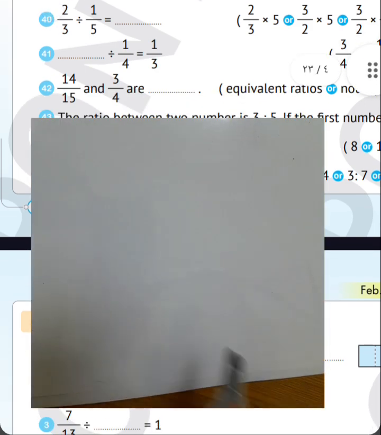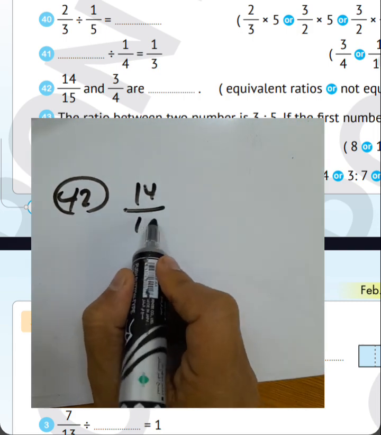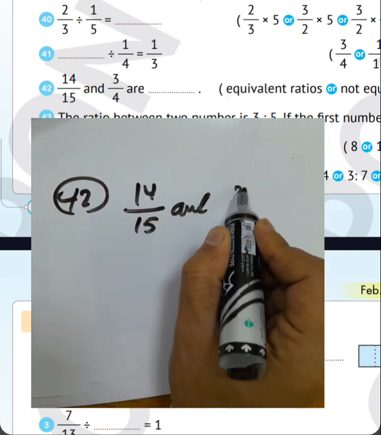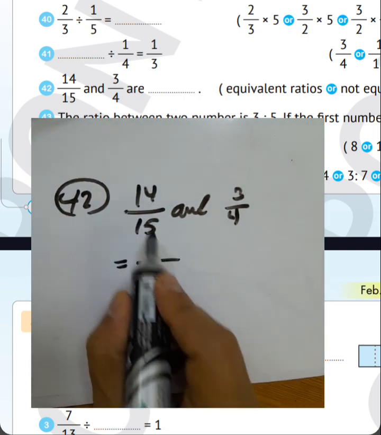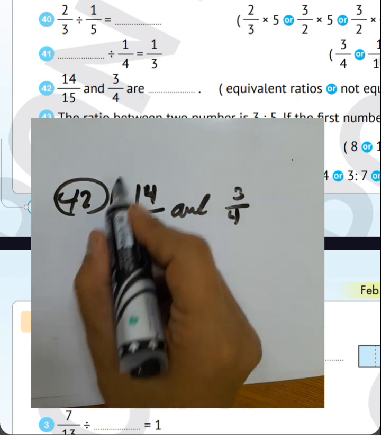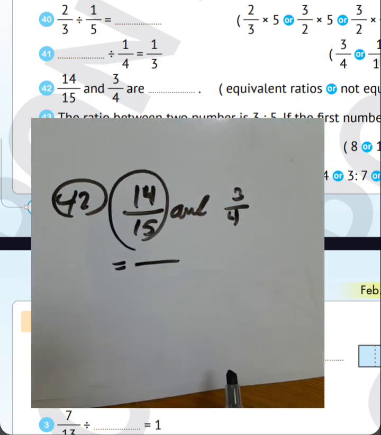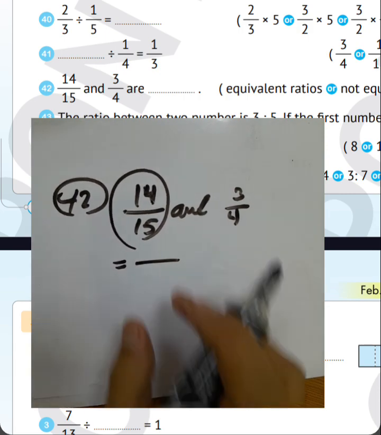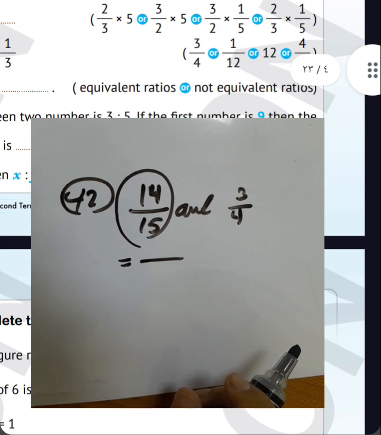Question 42. 14/15 and 3/4 are what? We can simplify this fraction by dividing by what? We have 14 and 15. It's not equivalent. We can't write this in the simplest form, okay? Because for 14 and 15, the highest common factor between them equals 1. Then we can choose not equivalent ratios.